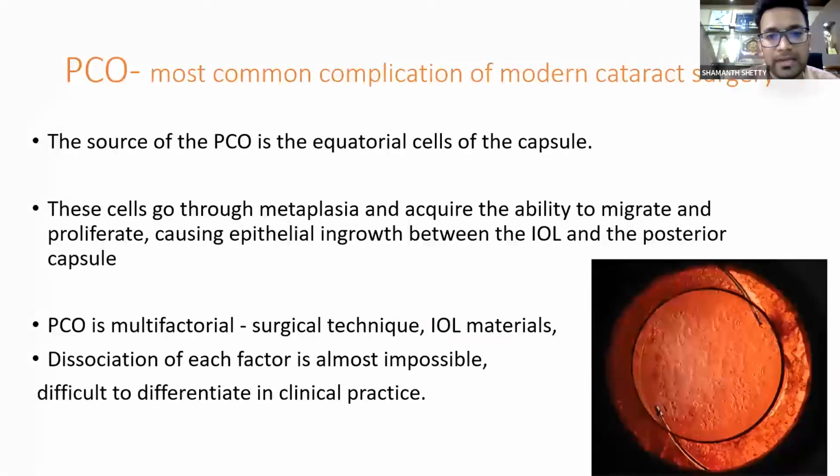I'll start by addressing the problem of PCO. The source is basically the equatorial cells of the capsule. These migrate and come in contact between the IOL and the posterior capsule. This is a multifactorial problem, which can be because of surgical technique or the material or anything, but we cannot differentiate which exact single source causes the PCO.